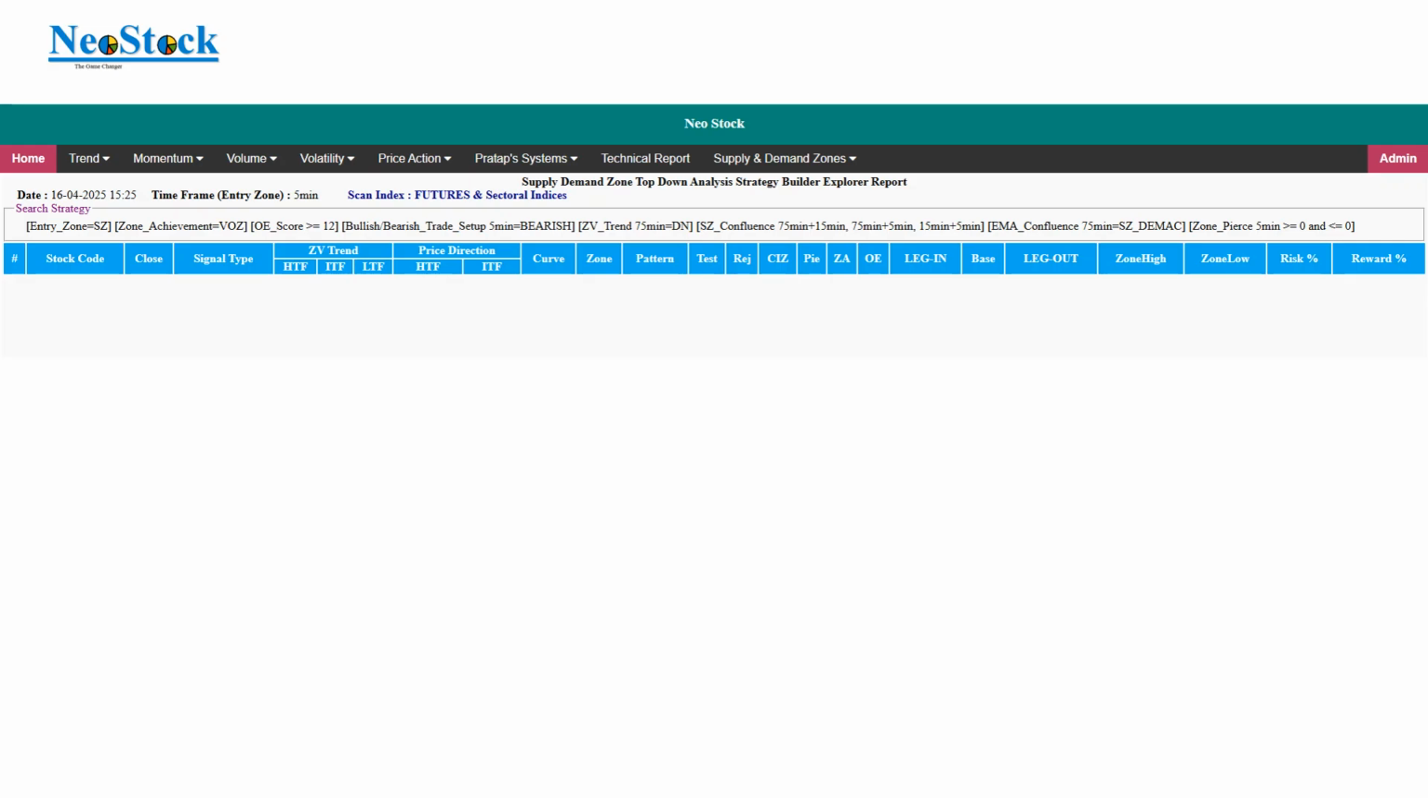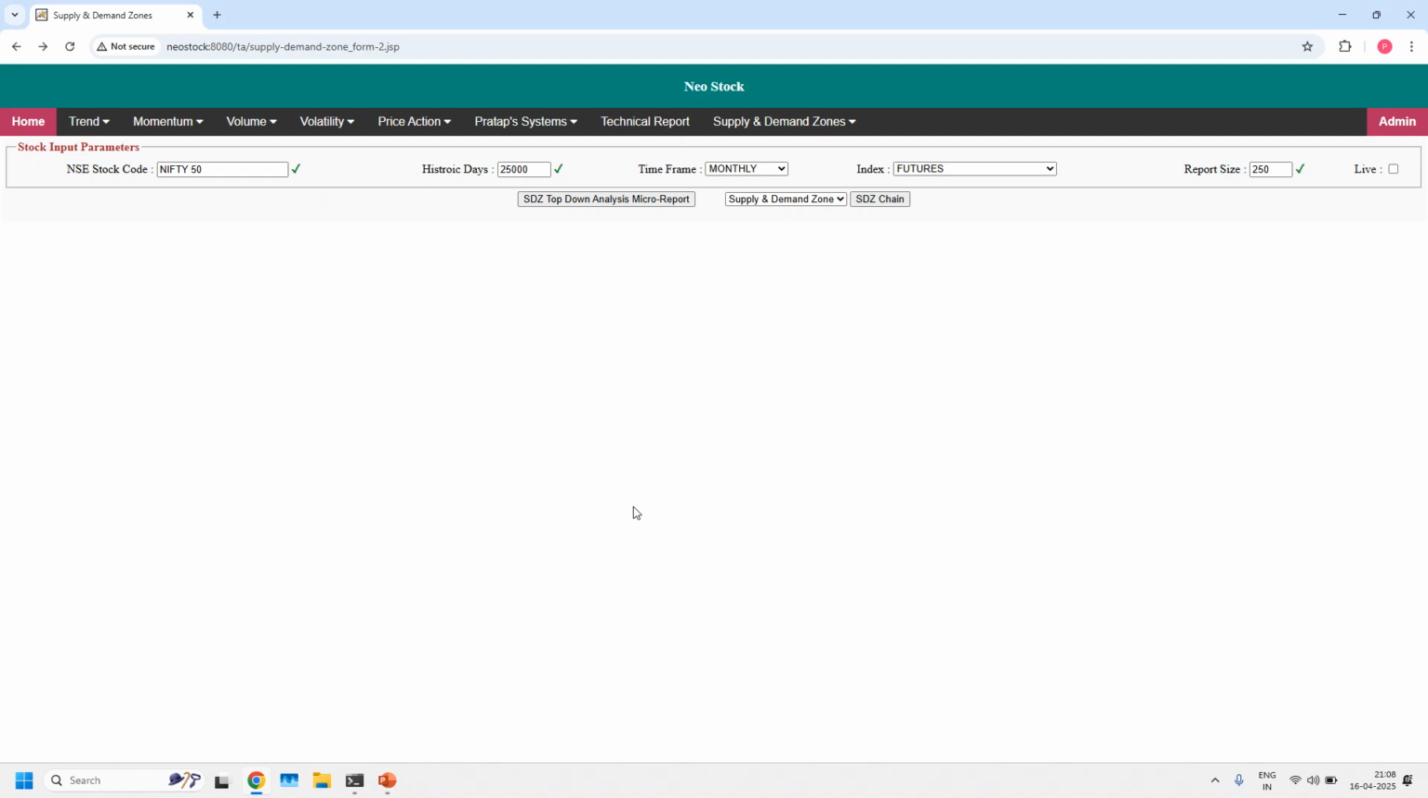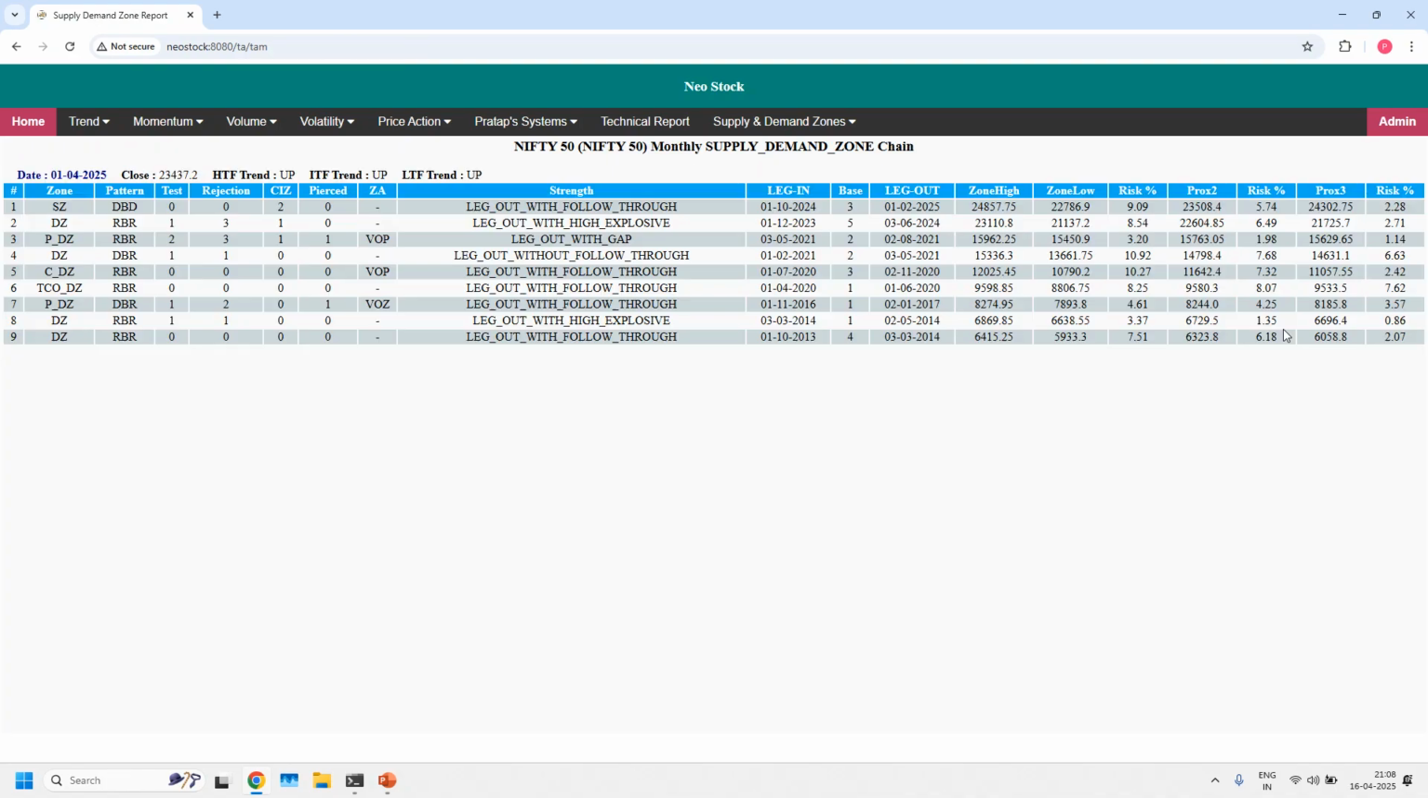Okay, next we will generate NIFTY and BANKNIFTY supply demand zone chain. Now it is using the latest data. So I am generating the monthly NIFTY 50 supply demand zone chain. Always look into the zone column to find the high liquidity zones. Look into the pierced column to find the pierced zones. Look into the LTF trend to find the trend of the current time frame you have selected.